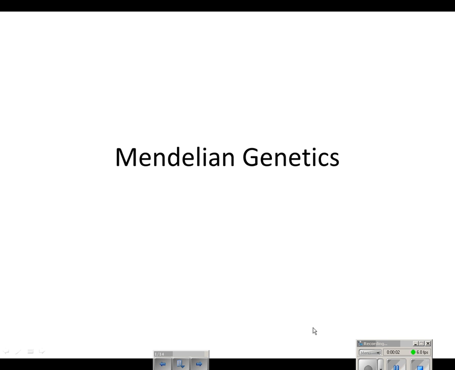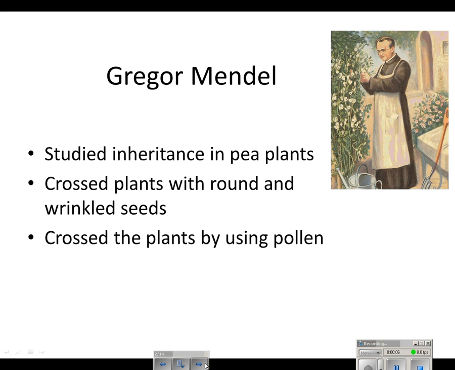This lecture will discuss Mendelian genetics. So Gregor Mendel was a monk that studied inheritance using pea plants. He actually wanted to know why certain plants had certain characteristics, and he would look at their colors and their seeds. So we're going to talk about the seeds first.